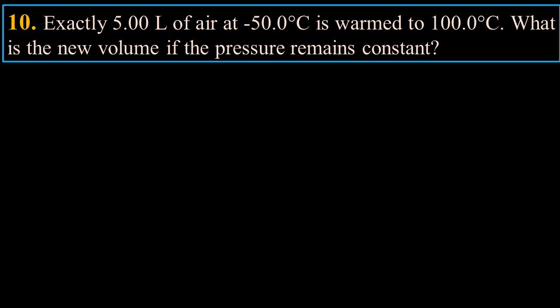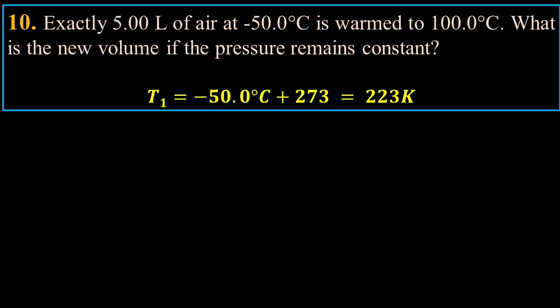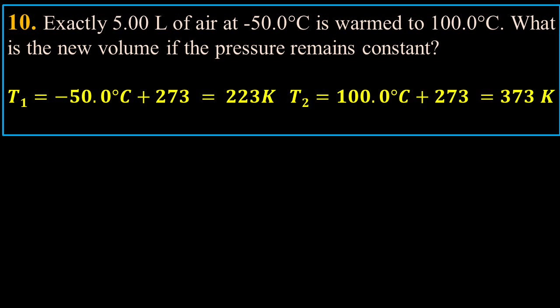Exactly 5 liters of air at negative 50 degrees Celsius is warmed to 100 degrees Celsius. What is the new volume if the pressure remains constant? Pressure is constant, volume and temperature change, so this is Charles' law. We've got to change the temperature into Kelvin. We add 273 to negative 50 degrees Celsius, and that's 223. Then it's warmed to 100 degrees Celsius, that's the next one we have to change.